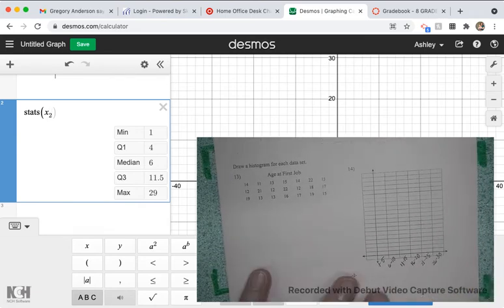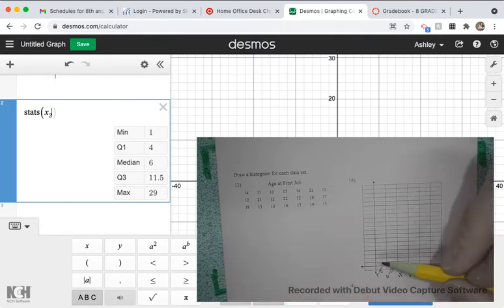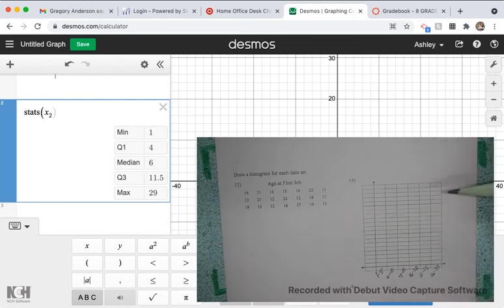A histogram. So a histogram, we don't need to use Desmos. Basically, a histogram is kind of like a bar graph, but you have ranges. So the ranges are at the bottom, and then each box going up is worth 1. And we're going to count to see how many are in each of these ranges.